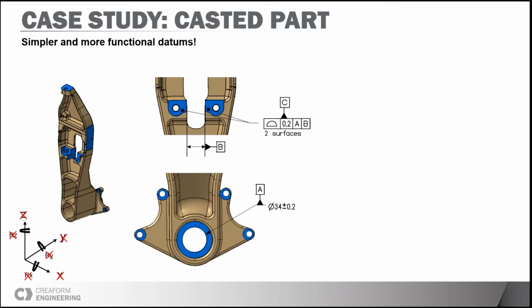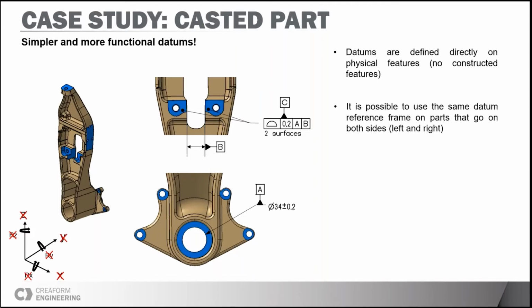In the end, with our new definition, all the datums are defined directly on physical elements. We will also be able to use the same definition for the two types of part, left and right. And we will have datums that are all orthogonal and machined in the same setup.